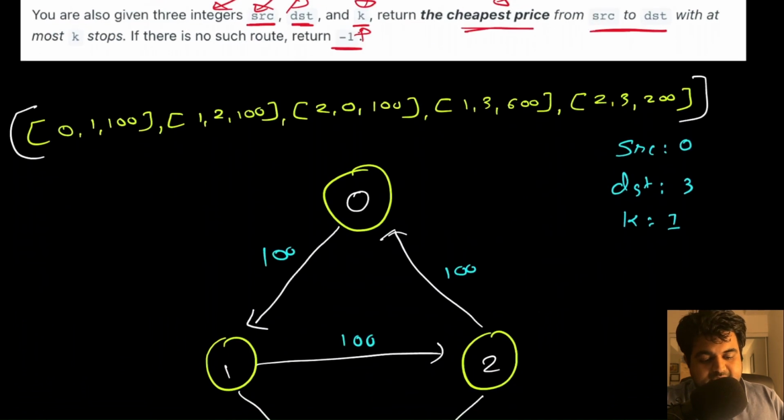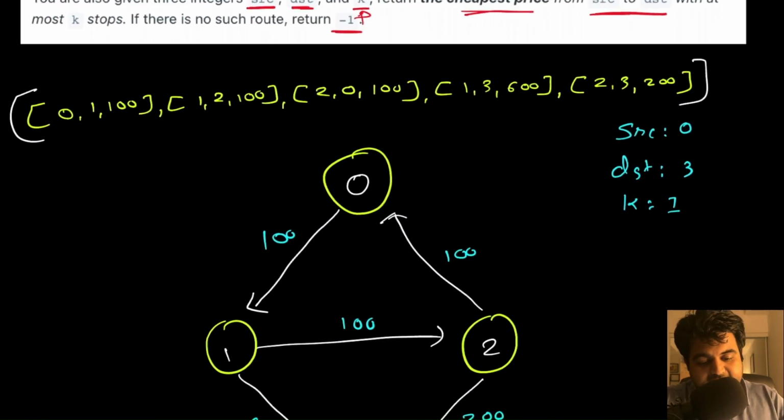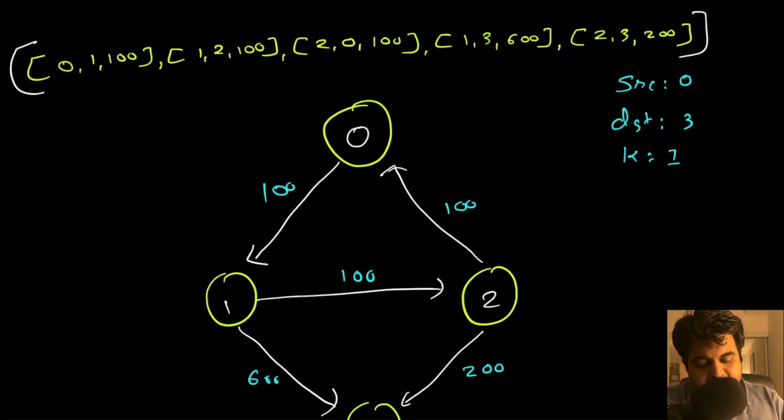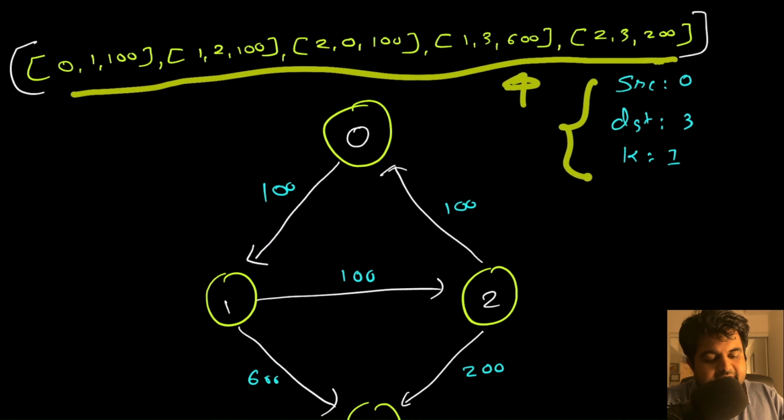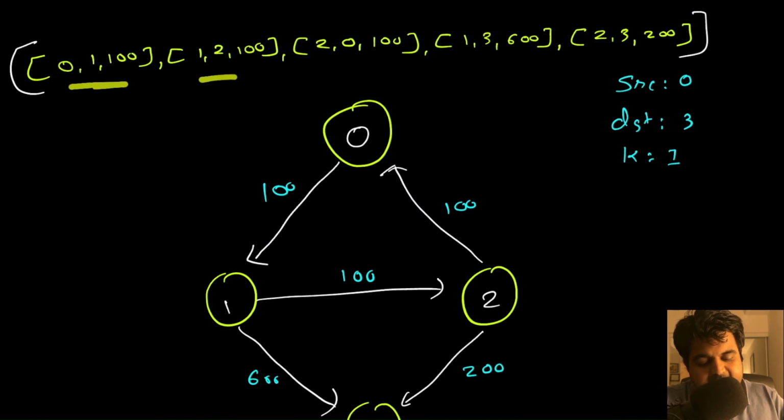So let's try to understand this problem with a real life example. Here I have given a bunch of different values inside our flights array, and we also have three different values called source, destination, and k. Every single entry inside this array contains three values, and we all know that this defines the source city, the destination city, and the price it takes to reach that particular destination city.